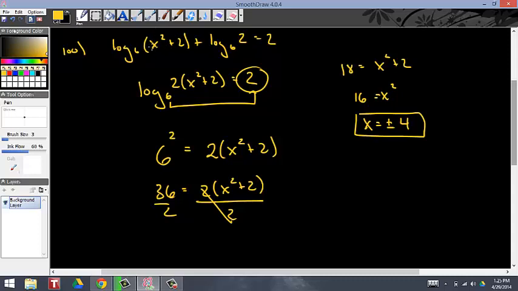Stephanie! Which one works, which one doesn't? Stephanie. Both of them work. Stephanie, why? Because you're going to eventually square the negative 4. Stephanie! Good job.